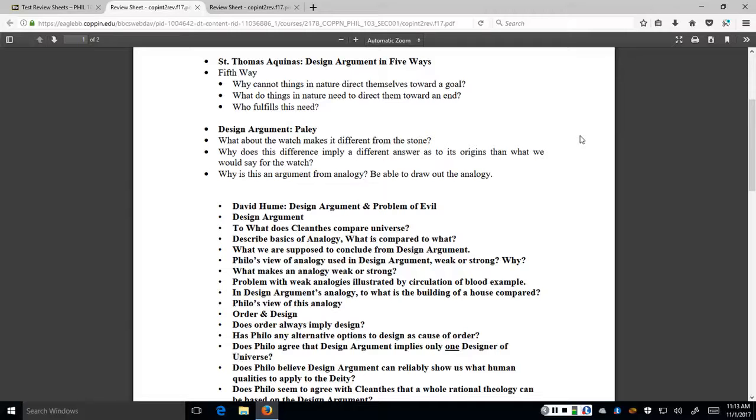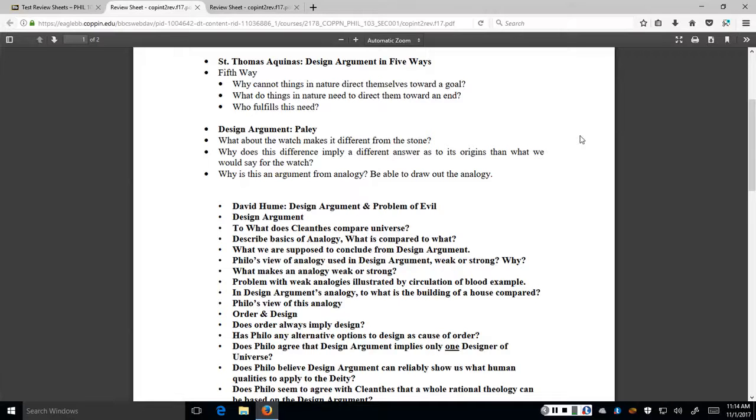So what about the watch made it different from the stone? Someone asked me this, and I said we're going to go over it, but I gave her some short answers. Essentially, the watch, unlike the stone, had a series of parts coordinated together, working together to enable it to fulfill a specific function. In other words, in an old tick-tock watch, all the gears and springs are coordinated together to enable the hands to move in exact ways that allow us to use the watch for the function of being a timepiece, telling time.